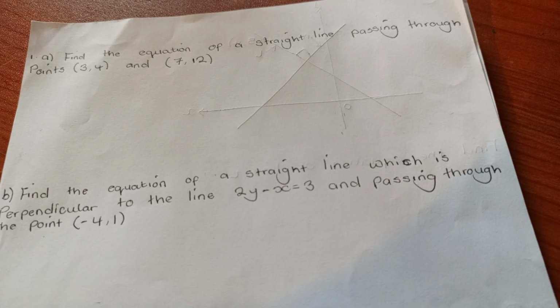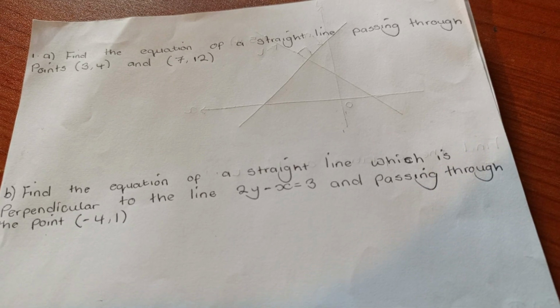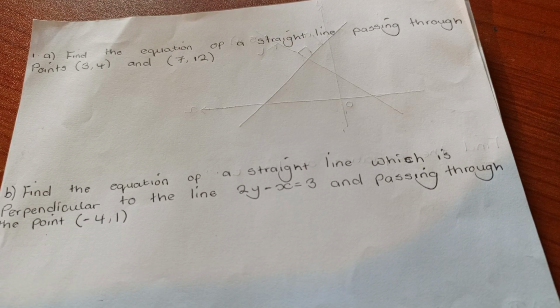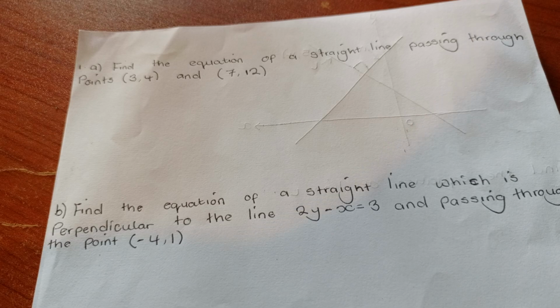So today our main focus is a topic in mathematics called coordinate geometry. We've been given a question here. Find the equation of a straight line passing through points (3,4) and (7,12). The formula we have to use: we first have to find the gradient.